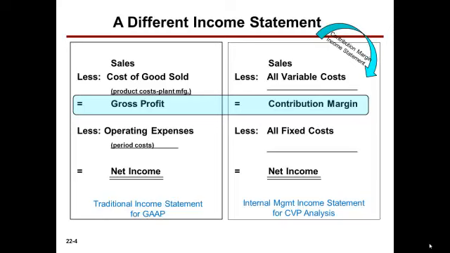So, our chief concern in this chapter is to look at the results of operations in this new manner. The CVP income statement is also known as a contribution margin income statement due to the new profit subtotal we've just introduced.